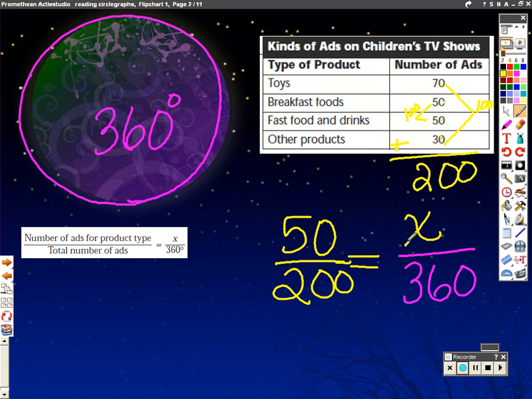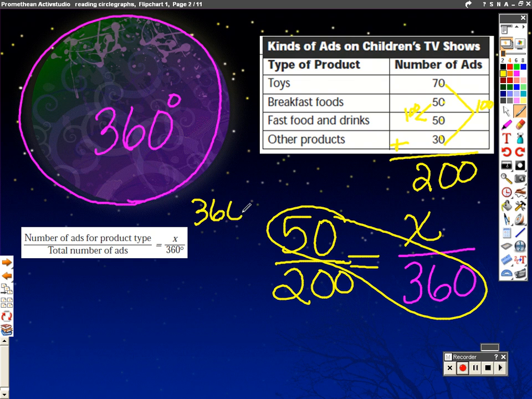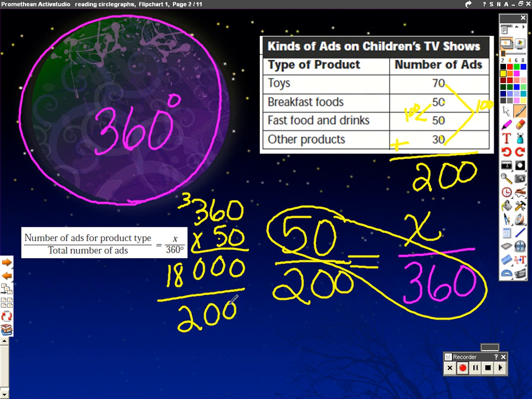Again, I have a lovely proportion. I can cross multiply. 360 times 50. 0 times 0 is 0. We've taken care of that. 5 times 0 is 0. 5 times 6 is 30. Carry the 3. 5 times 3 is 15 plus 3 is 18. And so now I need to take my leftover number, which is 200. So I'm going to divide by 200. I cancel my zeros, and so really I have 180 divided by 2, which is 90 degrees.